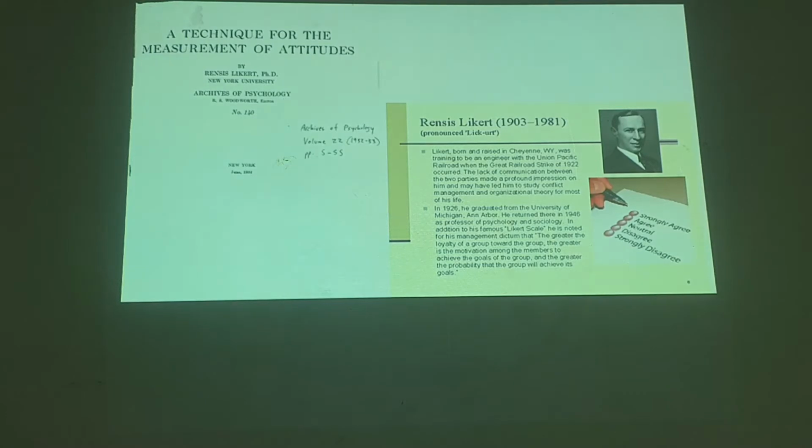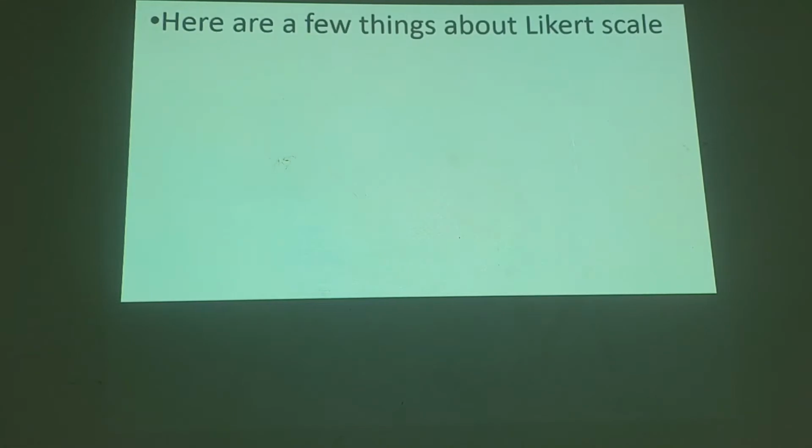Yes, that was the Likert himself, Francis Likert, who lived between 1903 to 1981, and he did his PhD in 1932, published as A Technique for the Measurement of Attitudes. Underline again the word attitudes. So Likert scale generally measures attitudes of other people, not you, the researcher. Now, here are a few things about Likert scale.